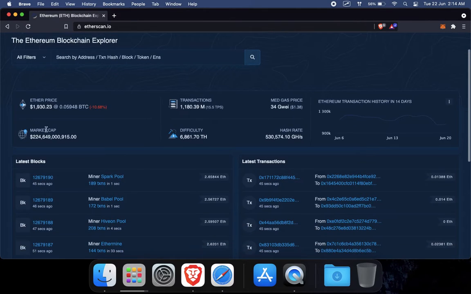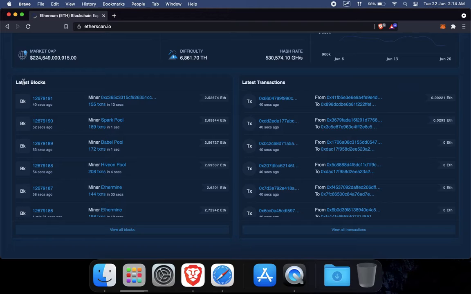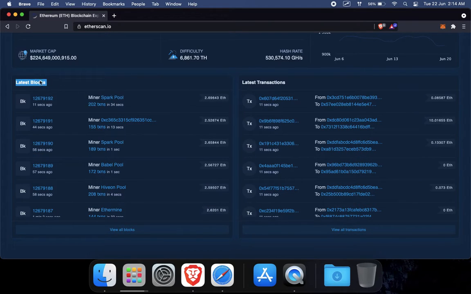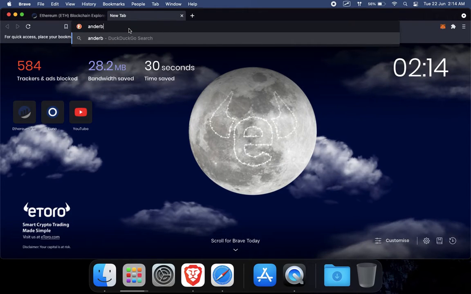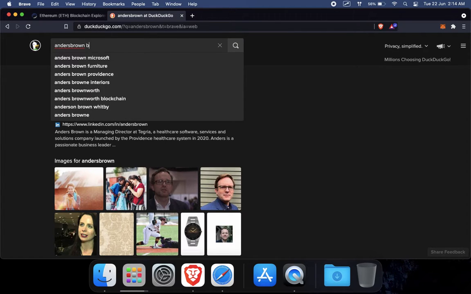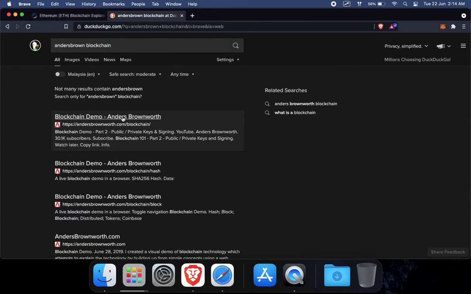All right, that's pretty much it for all the general information that's here. Here you can see the latest blocks, right? If you understand how cryptocurrency works, they work in terms of mining of blocks, proof of work, right? So Ethereum is currently based on proof of work. They're going to be upgrading it to proof of stake. To understand how block mining works, you can use this Anders Brownworth blockchain demo website. I forgot the exact name. Anders Brownworth, right?